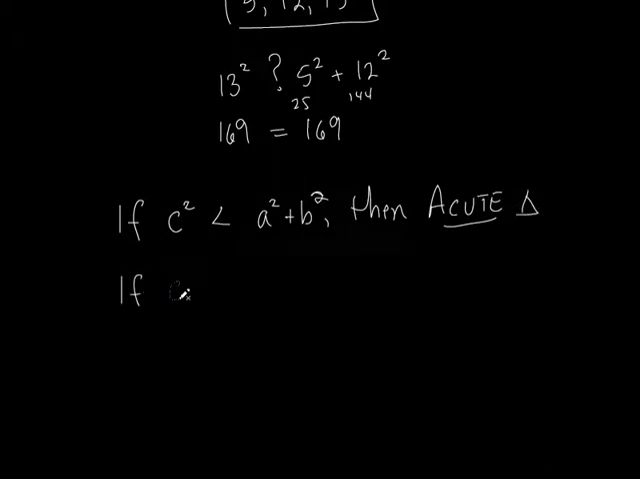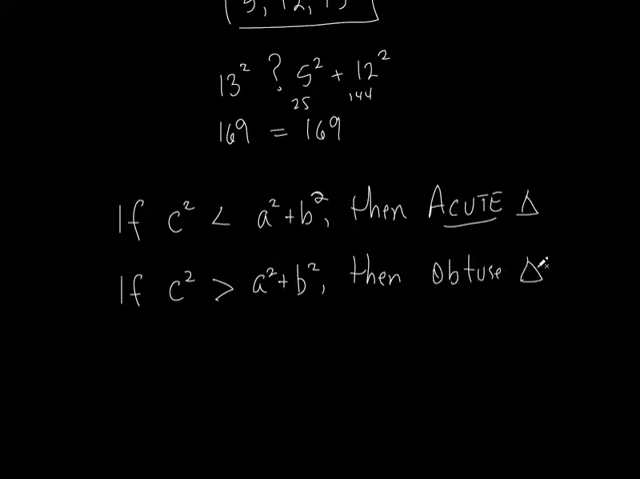What do you think? I bet you could guess the other one. If it's greater than this, then it's obtuse. Exactly right. Then it's an obtuse triangle. Does that make sense? So let's throw some numbers in and see what we get.